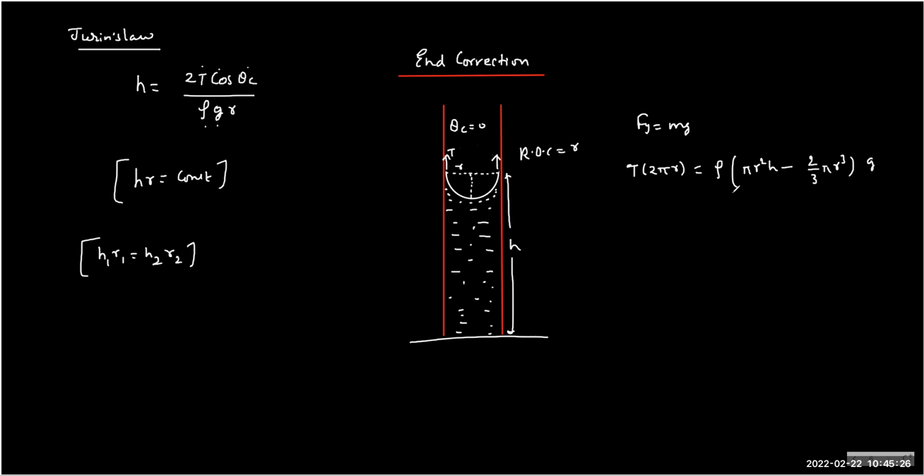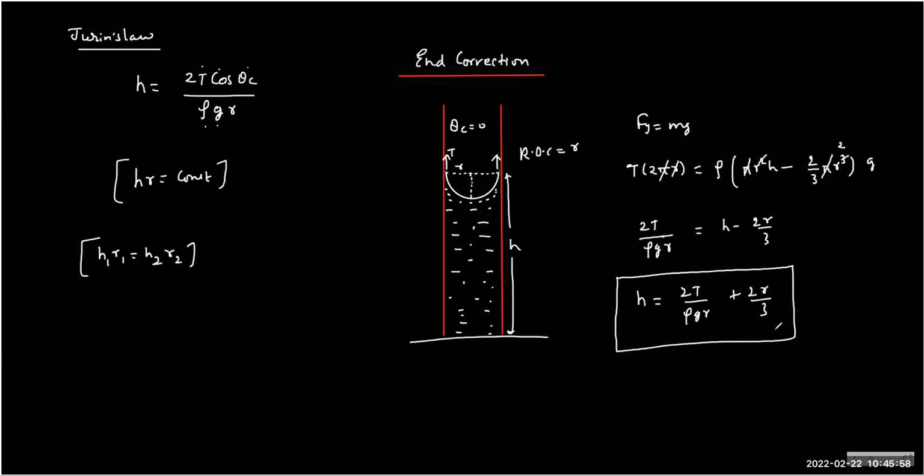So what you can see is that 2T by rho g r will be equal to h minus 2 by 3 r if you solve, and then you can see that h will be slightly more than the formula that we expect using pressure analysis. And this is exactly called the end correction.